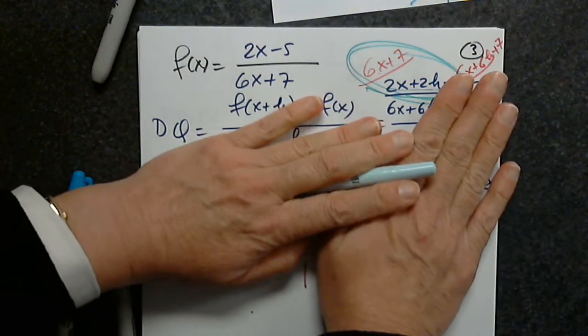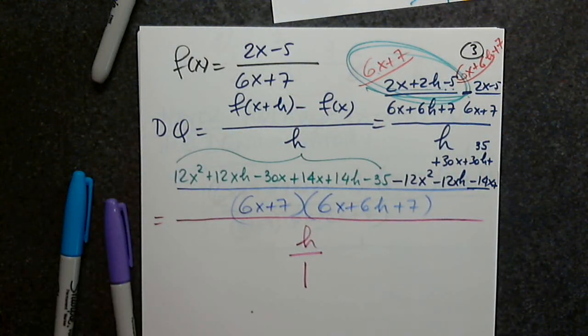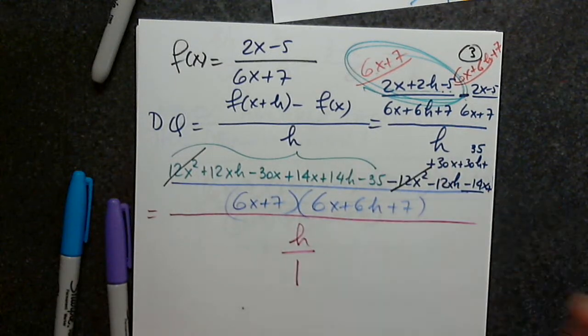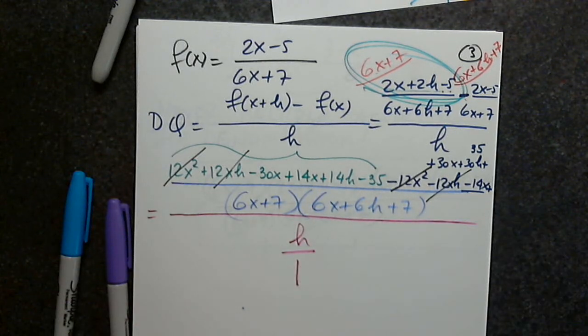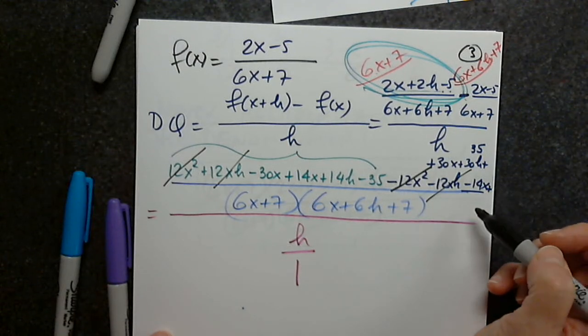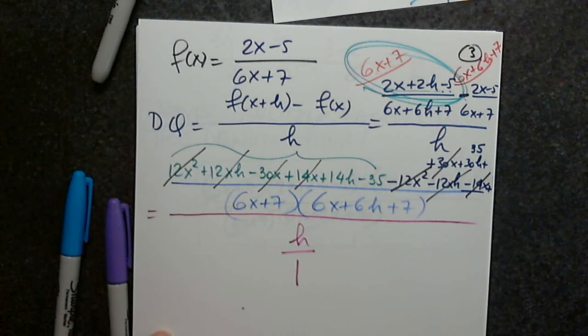What has to happen? Terms without h must go away. And after that, the second step has to go away. Good. You cannot erase them and don't fudge it because I'm not going to give credit. Okay. So the 12x squared with a negative 12x squared. Look, we got a bonus. Positive 12xh with negative 12xh. That's a bonus. We didn't expect that, but it happened. Positive 14x with a negative 14x, negative 30x with a positive 30x, and positive 35 with negative 35.